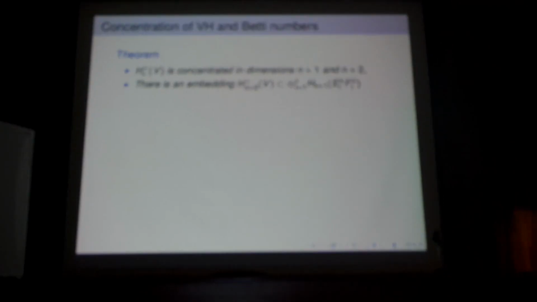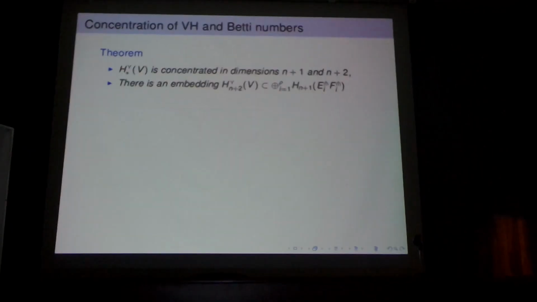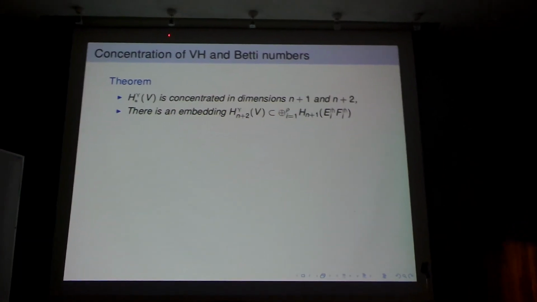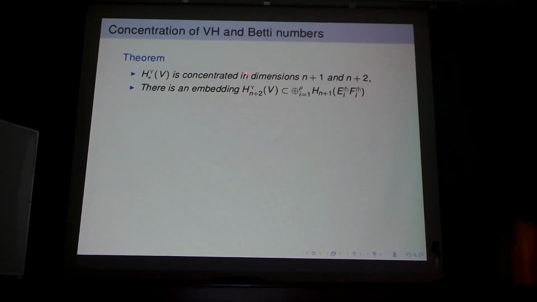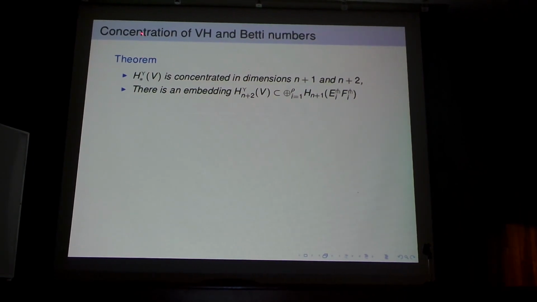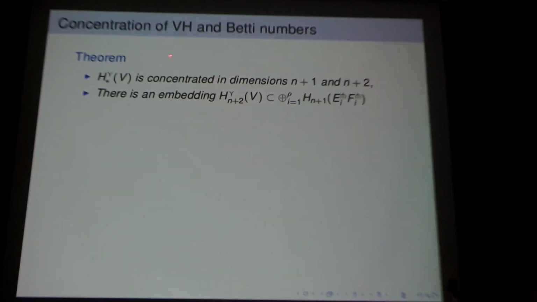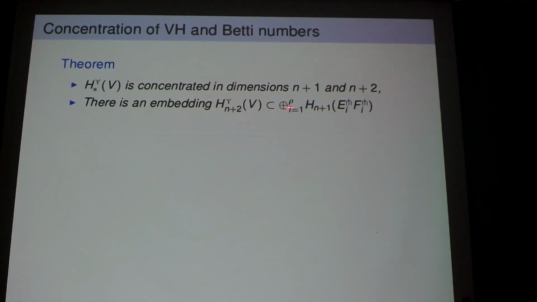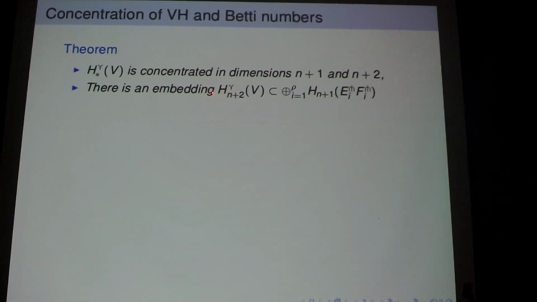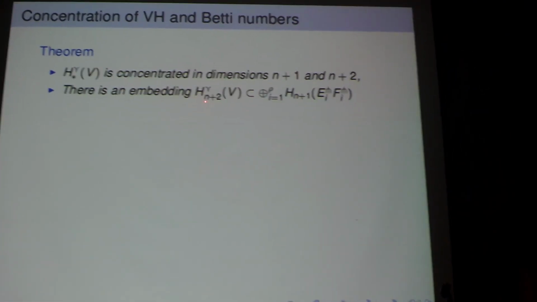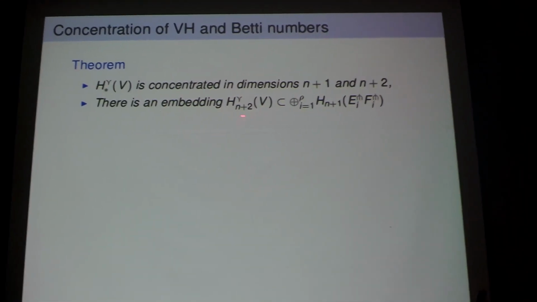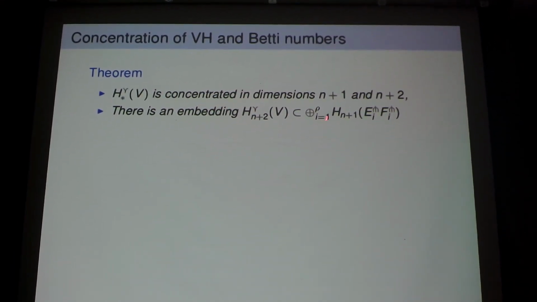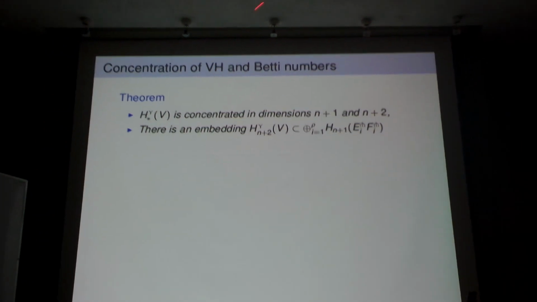The first step is that the vanishing homology in this one-dimensional case is concentrated in two dimensions only: middle plus one and middle plus two. For the isolated case it was concentrated in one dimension. And I discussed already the embedding of the vanishing homology. I showed that the important things for the vanishing homology are members of this.